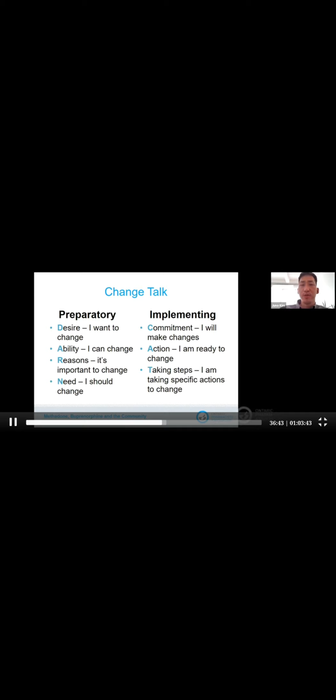So there's also change talk in terms of motivational interviewing. The change talk can involve preparatory or implementing, and again, the acronym would be DARN CAT. The D stands for desire. So it's the patient's statements of wants or needs. The desire would be, I wish I could cut down on how often I use heroin, or I want to stop snorting my pain pills.